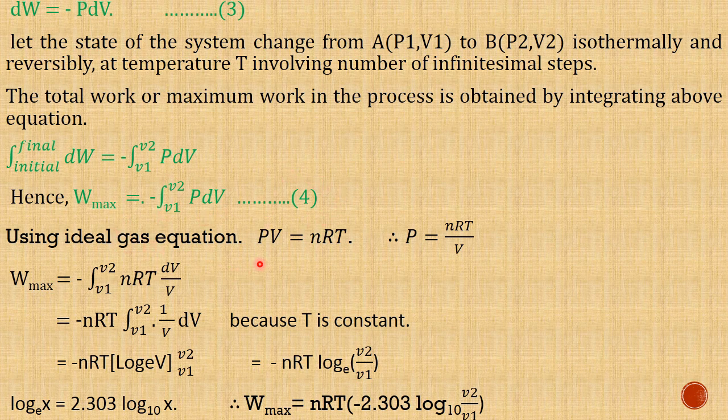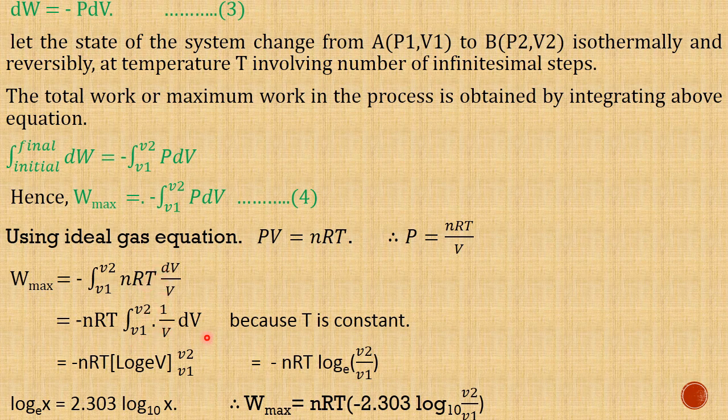Using the ideal gas equation, PV is equal to nRT. So what is P? P is equal to nRT upon V. Put this P into equation number 4. So what is the new equation? W max is equal to minus the integral from V1 to V2, where P is nothing but nRT upon V, dV. So nRT is taken out in the next step. Why? Because T is constant here. So minus nRT, integrating from V1 to V2.